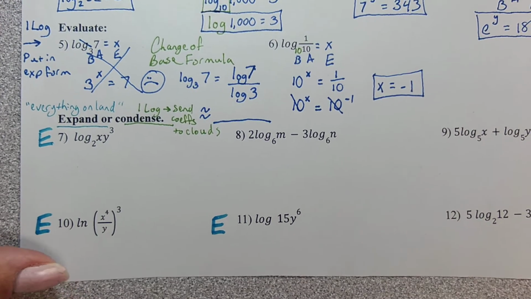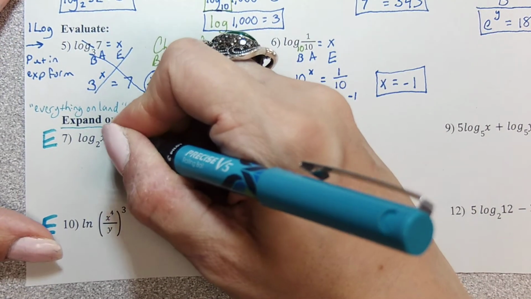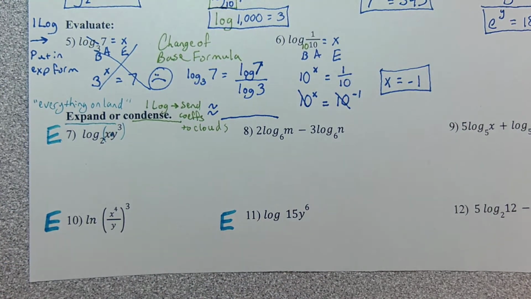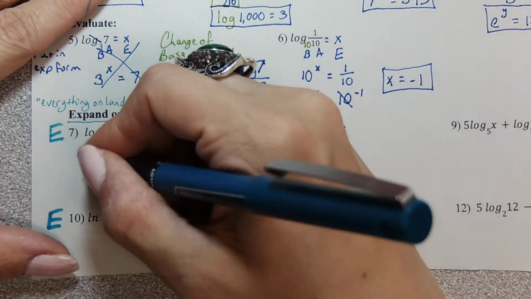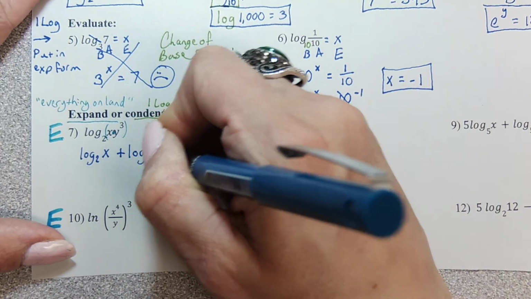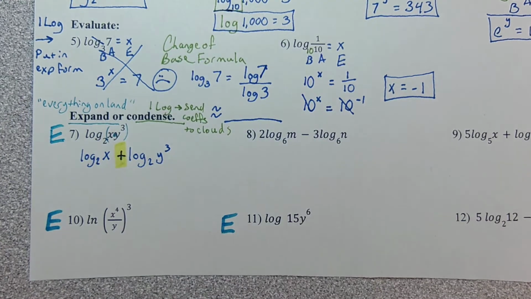So looking at this first one, if I want to expand, I want everything on the land. Now, personally, what I do is I identify the operation we have going on in the answer part of the log first. So what's joining the answer part of my log together is multiplication. So when we expand, that's going to turn into 2 logs that are joined by addition. So log base 2 of x plus log base 2 of y to the 3rd. So if they're stuck together using multiplication, we expand them by addition of logs.